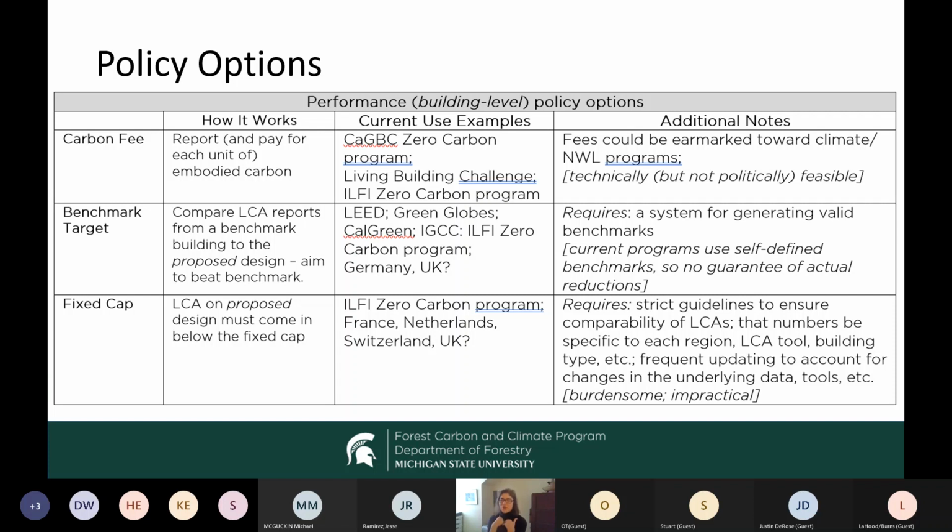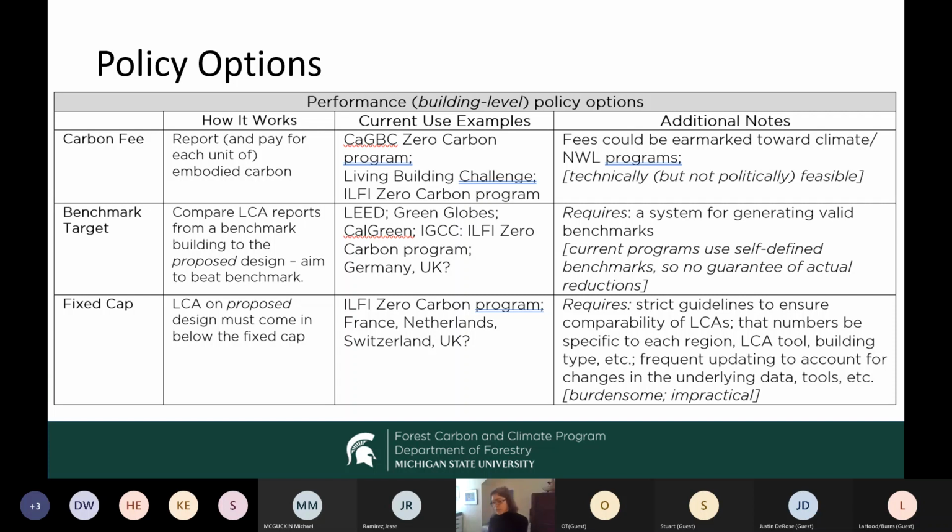So these could be different ways that governments might seek to penalize the construction sector for their emissions, which would then lead toward carbon being calculated as part of the calculation in decision making around construction decisions. And so the idea is that would lead toward greater wood use. A benchmark target and a fixed cap are similar ideas that mandate some sort of reduction in emissions associated with construction. The implication for wood would be that it would increase wood use relative to other products.